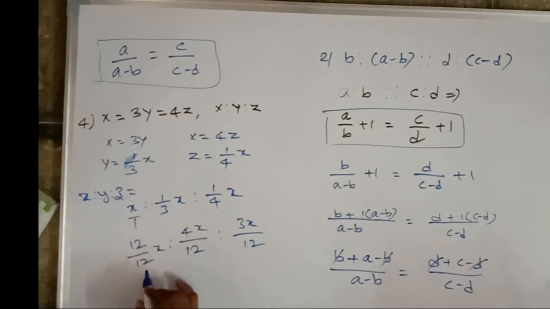Now in all the cases the denominators are equal. Simply compare the numerators, that is 12 is to 4 is to 3. So this is the ratio of x is to y is to z if x equal to 3y equal to 4z. So this is the solution.